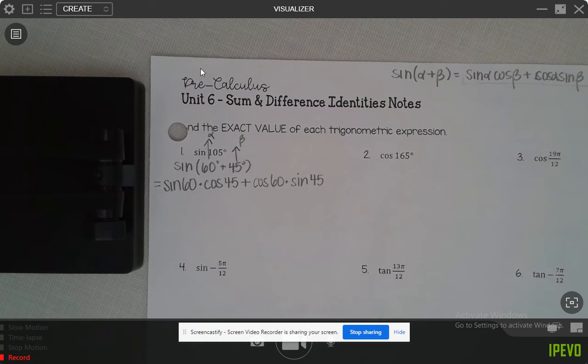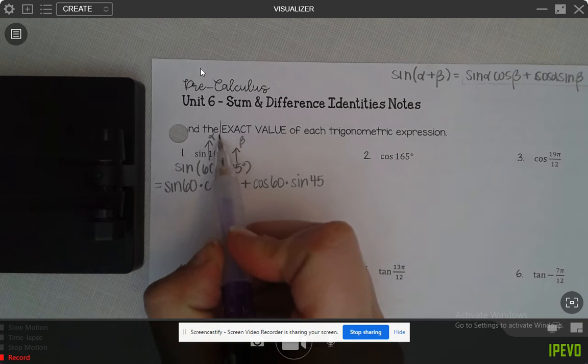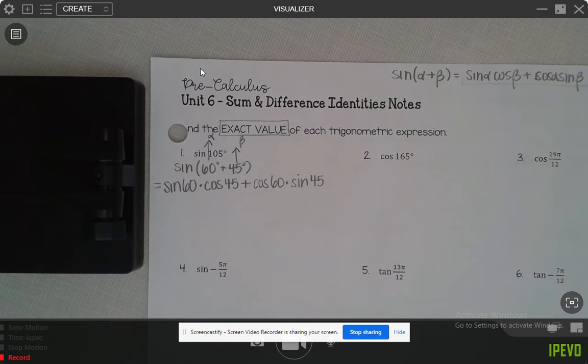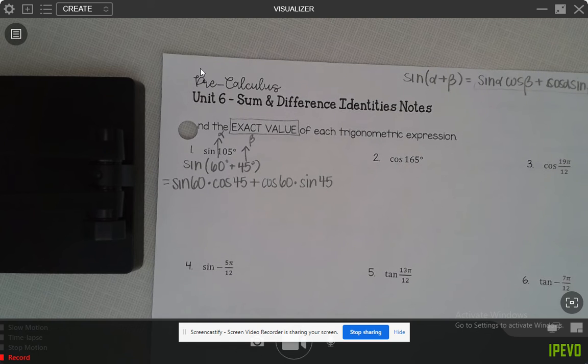Now from here, you have to use your unit circle. You have to use your exact values. This is key. I want an exact value. So if you don't have it memorized, take a little bit of time and write your chart out really quickly. Do you guys want pieces of paper to write your chart out? Write your chart out really quickly. And maybe keep it for a while so you remember where it is.